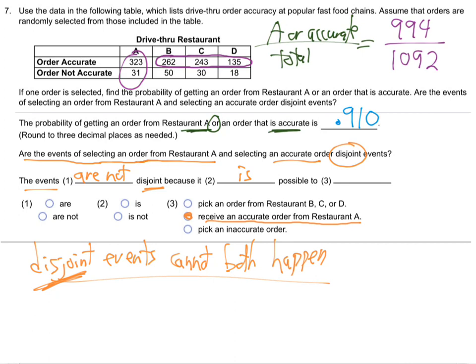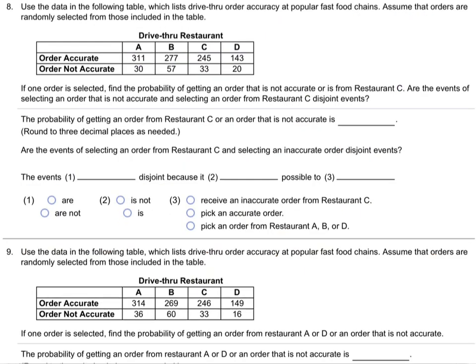So they're going to ask you about the disjoint thing on all the rest of the questions. Is that making sense? Feel free to speak up if you want to talk more about that. This is going to be the same kind of thing. Maybe let's just circle what we need to circle. Let's see, what do they ask? They're saying restaurant C or not accurate. So can you circle in the table? Restaurant C or not accurate.